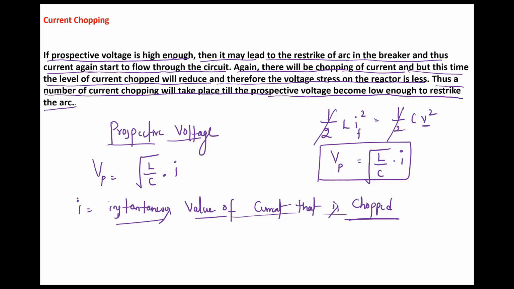So we keep on chopping that current. If it restrikes, we chop it again. If the number of chops increases, the value of prospective voltage decreases. So the value decreases to such a low value that the arc will not restrike. This is the philosophy of current chopping.